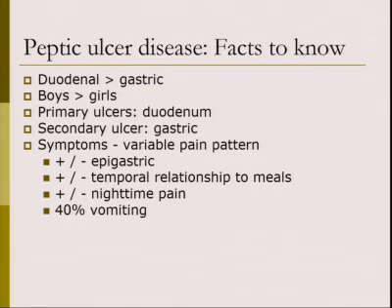So what do you need to know about peptic ulcer disease? Duodenal ulcers are more common than gastric ulcers. Boys more commonly have ulcers than girls. Primary ulcers are localized more often to the duodenum, whereas secondary ulcers, those related to things like stress and non-steroidal anti-inflammatory agents, are more commonly gastric. In children, the symptoms associated with peptic ulcer disease are variable, not always typical of what you would think of in an adult with an ulcer, but typically epigastric pain, some relationship to meals, sometimes nighttime pain, and almost half of them have a component of vomiting.